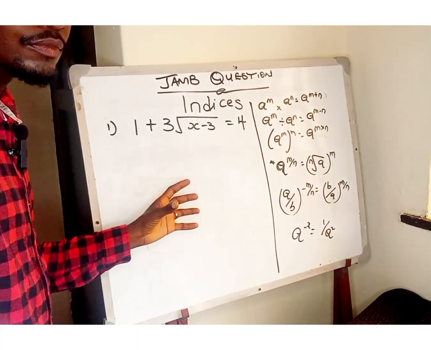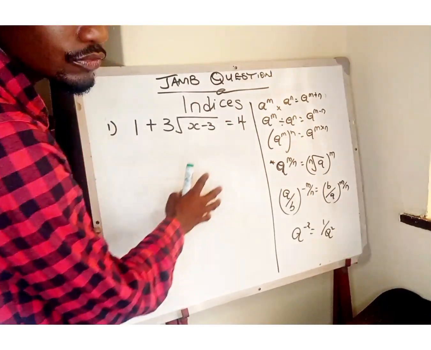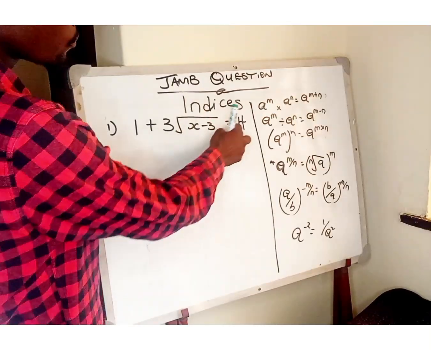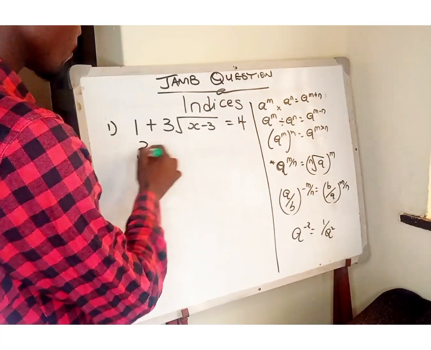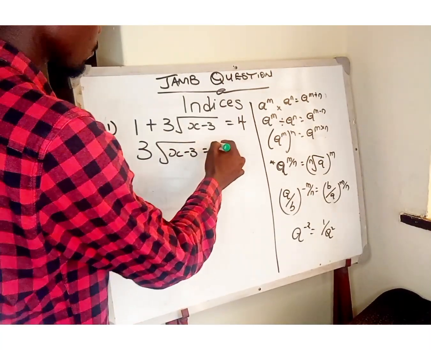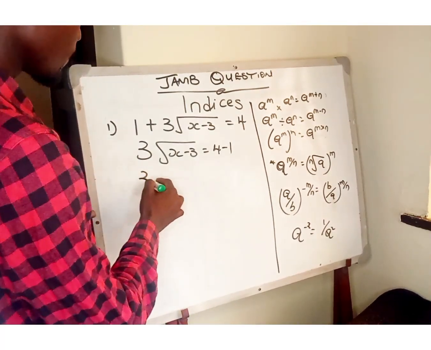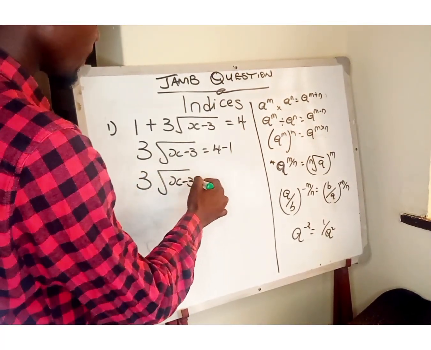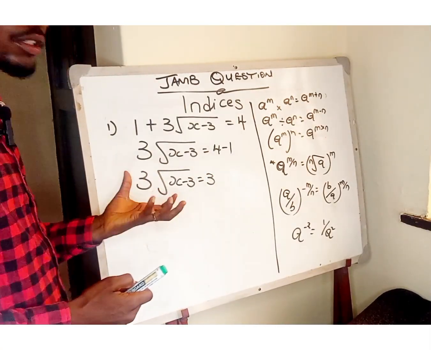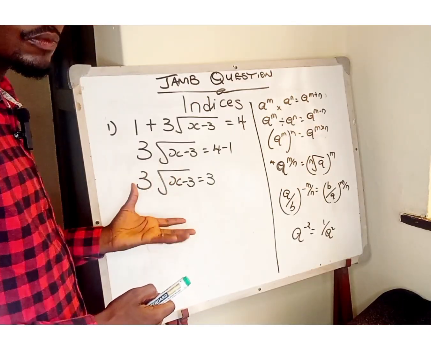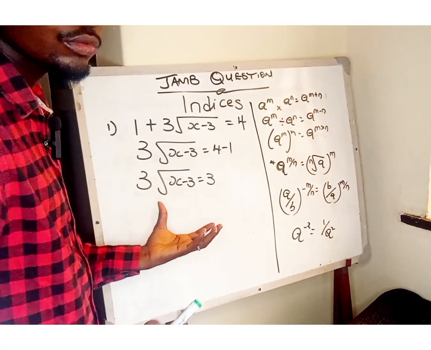All right, let's solve this indices past question on JAMB, and this can also be helpful for those writing WAEC. So here we want to solve this past question: 1 plus cube root of (x minus 3) equals 4. The first thing we need to do is take this 1 to the other side. So we have cube root of (x minus 3) equals 4 minus 1, so that we have cube root of (x minus 3) equals 3. Right here now, we have to look at which of the laws of indices will help us resolve this question. You must know the law of indices that will help you resolve your question.